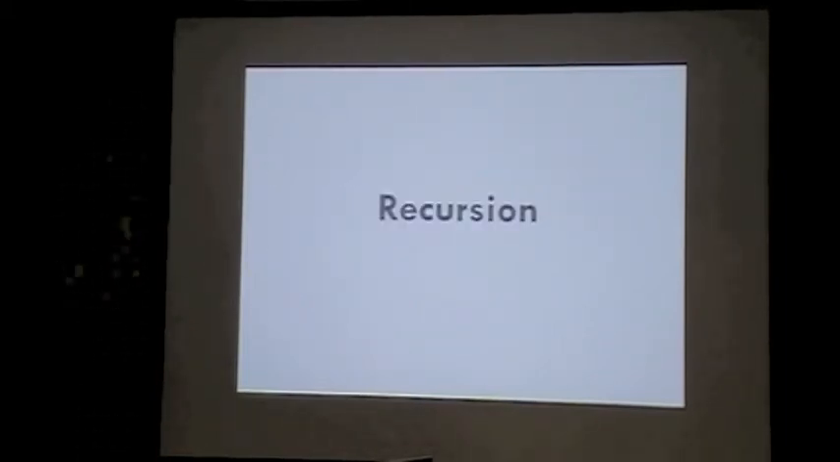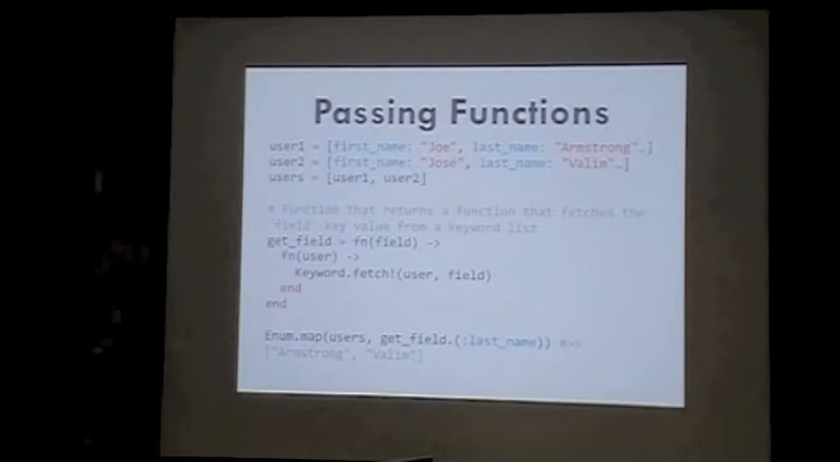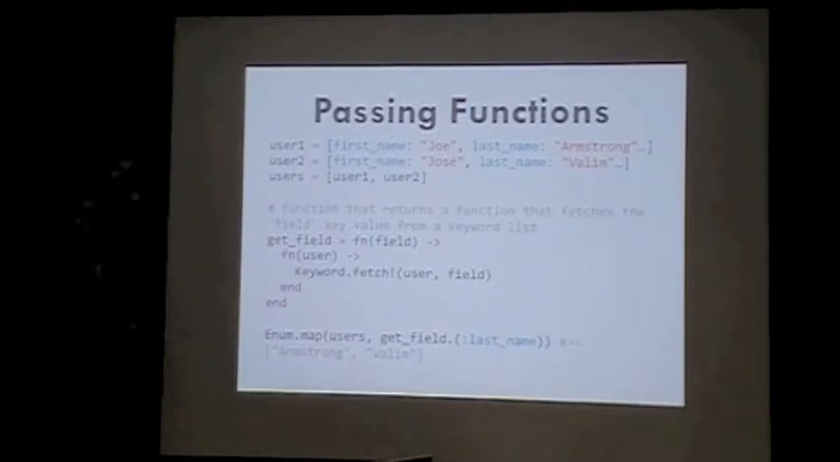Is that Keyword.fetch function like a linear search through the list? Sorry? The Keyword.fetch, is that like going item by item? So the keyword, this is actually called the keyword list here. Oh, so that's more like a dictionary structure? It's basically a dictionary structure.